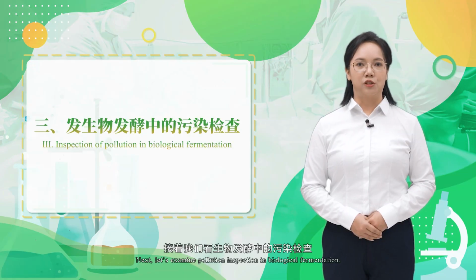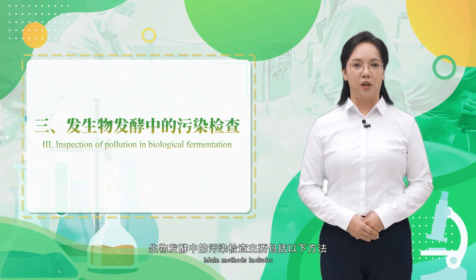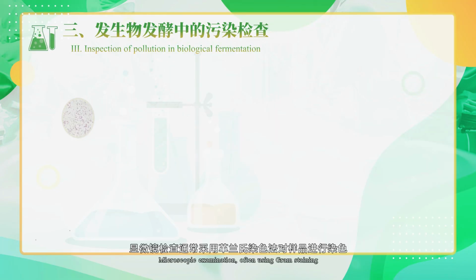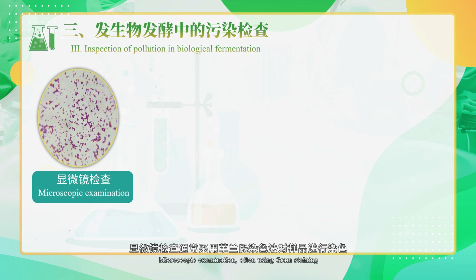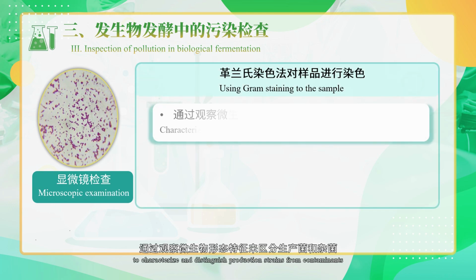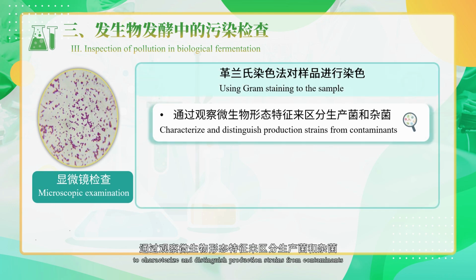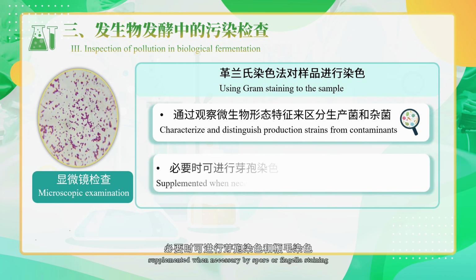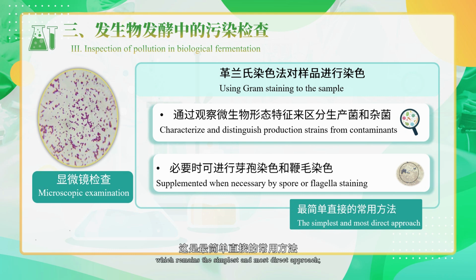Next, let's examine pollution inspection in biological fermentation. Main methods include microscopic examination, often using gram staining to characterize and distinguish production strains from contaminants, supplemented when necessary by spore or flagella staining, which remains the simplest and most direct approach.